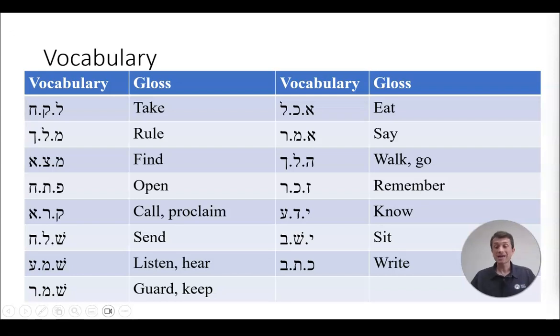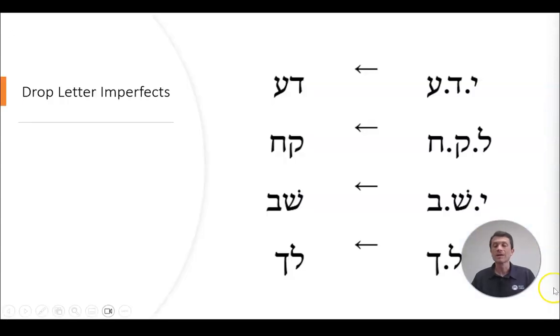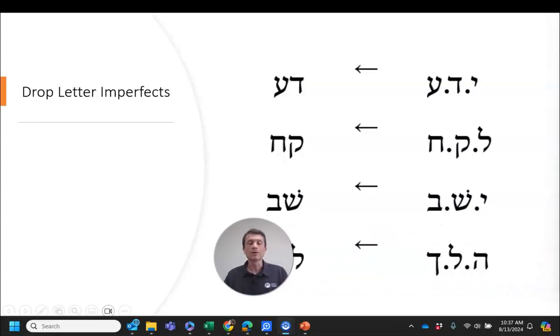So it's good news to have some review words for the vocab. And it's helpful because this lesson, on the one hand, is really pretty simple, but it takes a lot of practice to be able to figure out how to do this well. So really, this whole lesson is on irregular imperfects, or a particular type of irregular imperfect called drop letter imperfects. So what do I mean by drop letter imperfects?